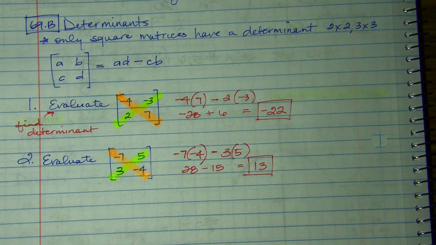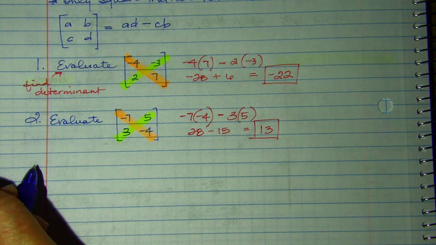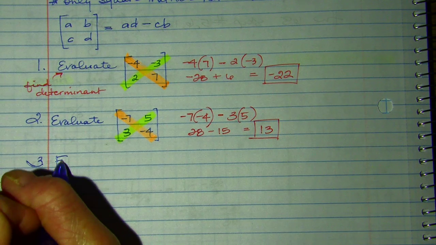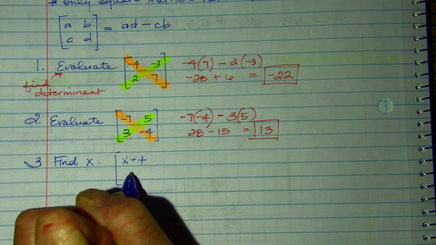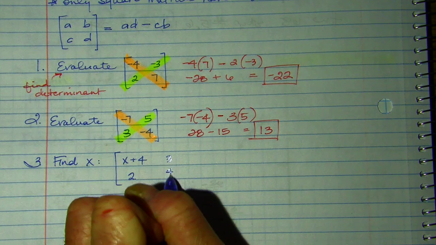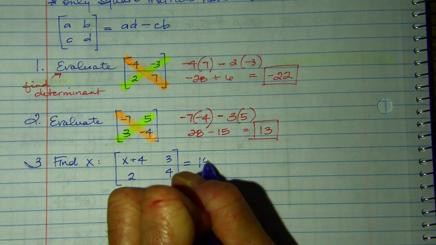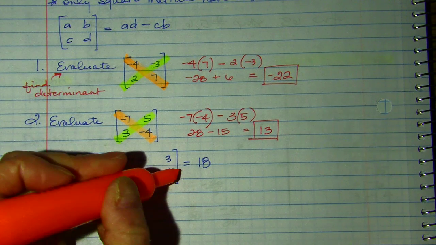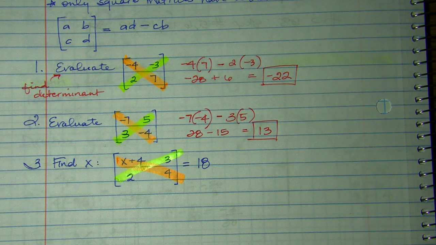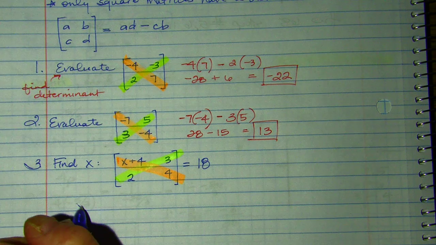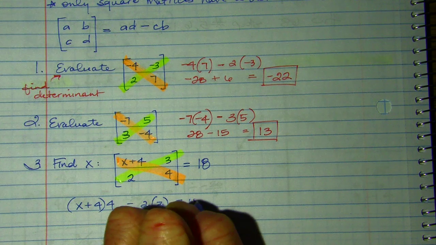So using determinants, we can solve for the missing pieces in a matrix. And so for the next one, they're going to ask us to find the value of x in the following. So x plus 4, this spot is 2, 3, 4. And they're saying that the determinant of this matrix is equal to 18. So we're going to set up what we know. We know the product of the top left diagonal minus the product of the other diagonal should equal 18. And so that's how I'm going to set it up. x plus 4 times 4 minus 2 times 3 equals 18.